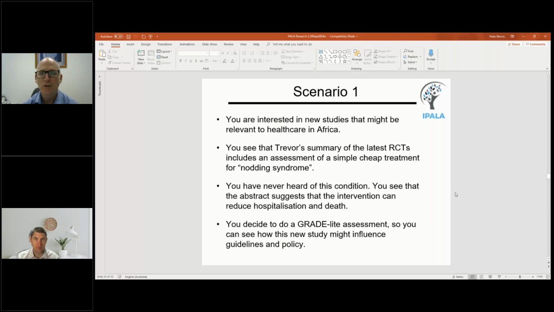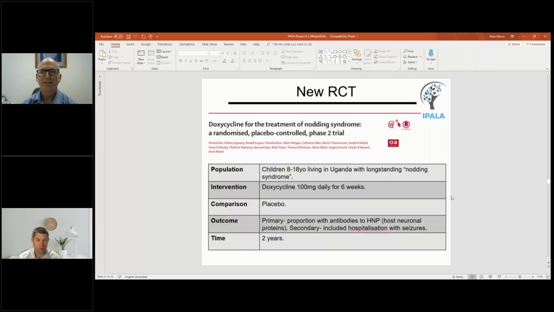And if you Google it on the internet, you can see videos produced by the World Health Organization, and there's a lot of interesting information easily available. Anyway, the simple intervention in the trial was associated with reduced hospitalization and death. And so I wanted to do a GRADE assessment to see how this study might influence guidelines and policies in the future. So this is the trial.